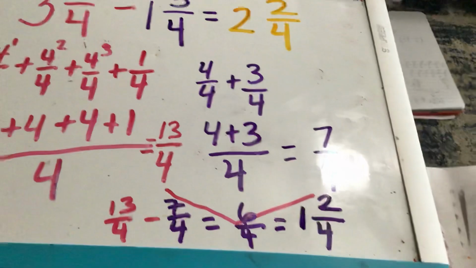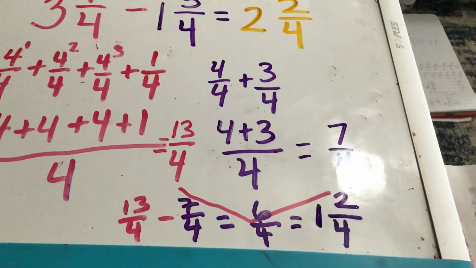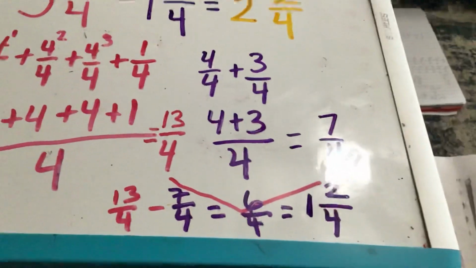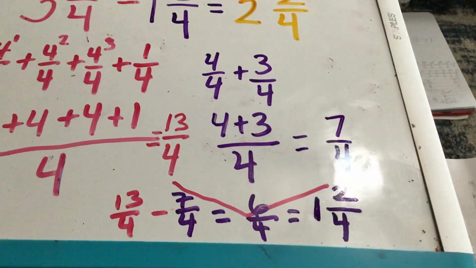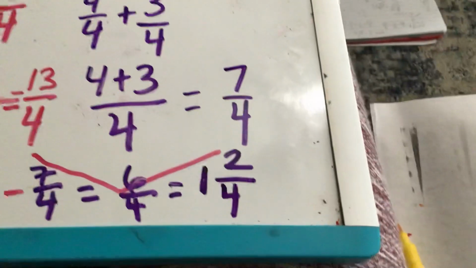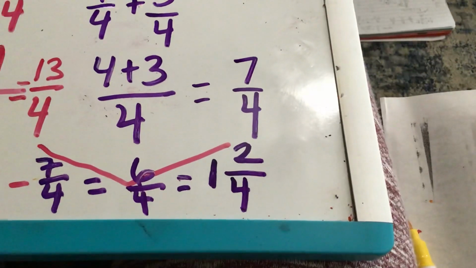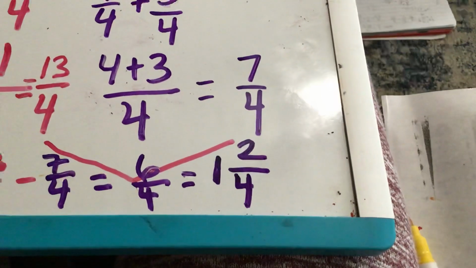But before we came up with that mixed number, the simplest form, we had the improper fraction of 6 over 4. So you're able to show all your steps, from what you came up with as your improper fraction to how you then converted it into the simplest form, a mixed number.